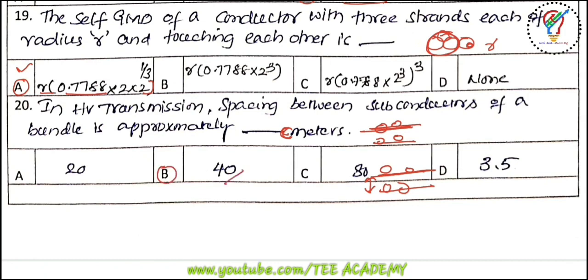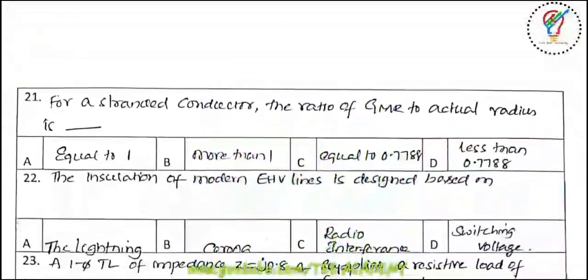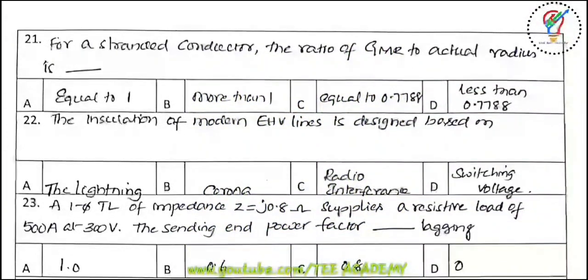Okay, so 40 meters here, 40 meters. So next question here, for a stranded conductor, the ratio of GMR to the actual radius, the ratio of r dash, is equal to 0.7788 r value here.